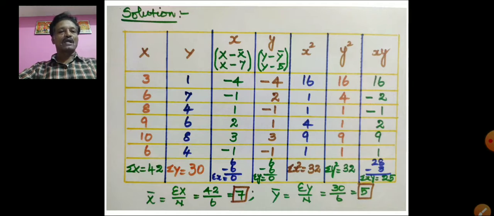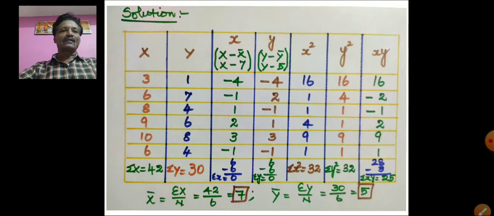So sigma small x square is equal to 32. In the same way we have to calculate small y square. Here 4 square 16, 2 square 4, 1 square 1, 1 square 1, 3 square 9, 1 square 1. So the small y square values are 16, 4, 1, 1, 9, 1. Now you take the total of all the y square values. So here sigma y square is equal to 32. So sigma small x square is equal to 32 and sigma small y square is also equal to 32.